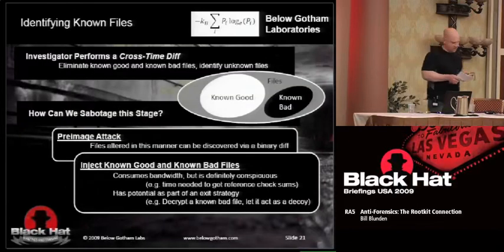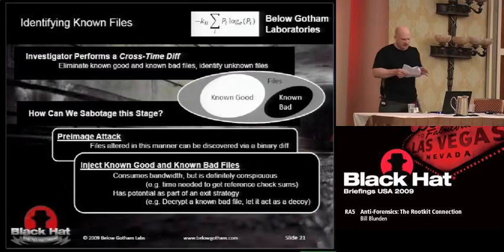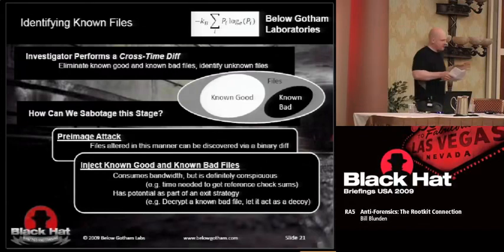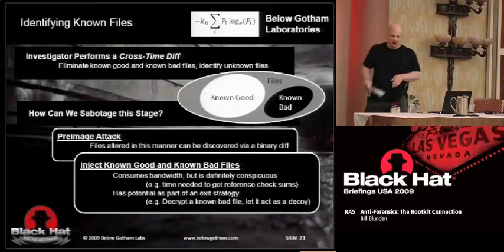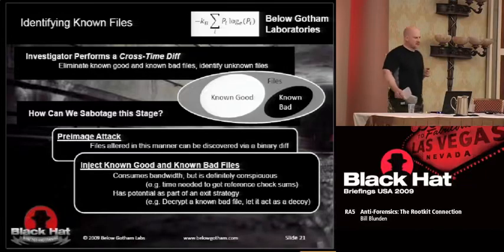So we do this cross-time diff, and the idea is that if you had the foresight to create a baseline, you're going to be able to find out which files belong and which files don't. And once they've eliminated these known good and bad files, they have these unknown files. So how do you make that process difficult?